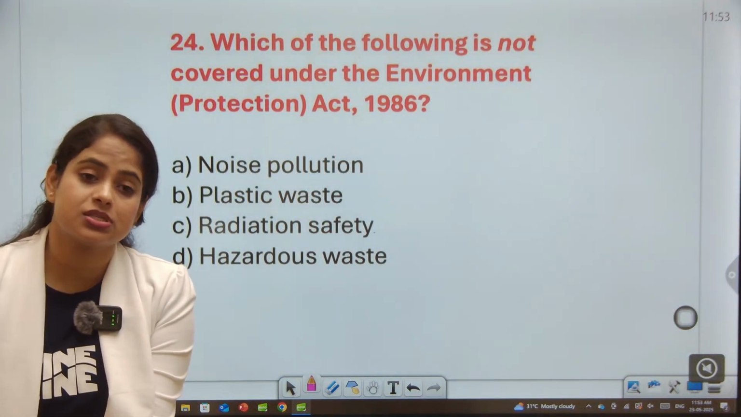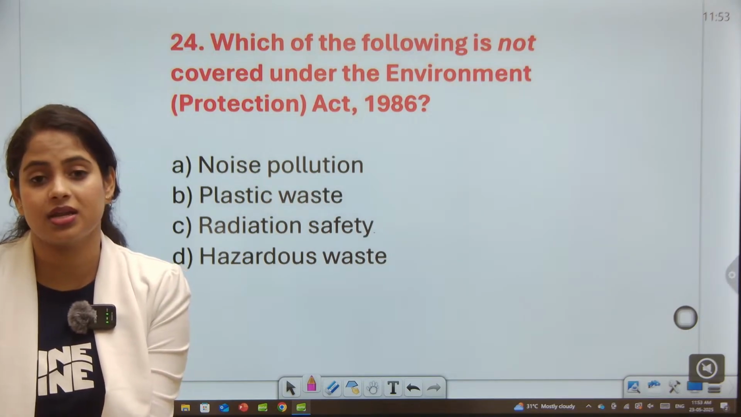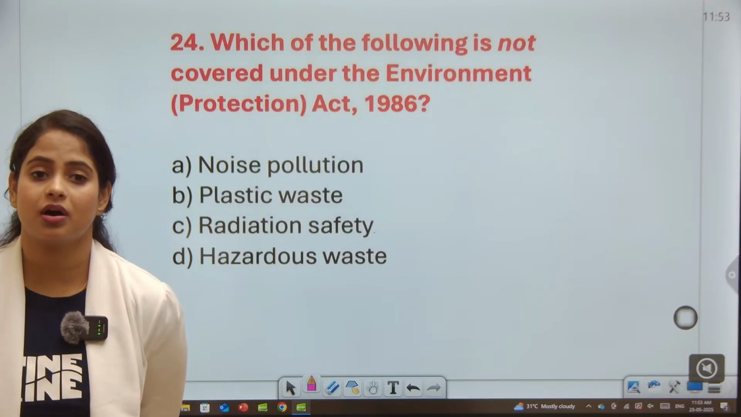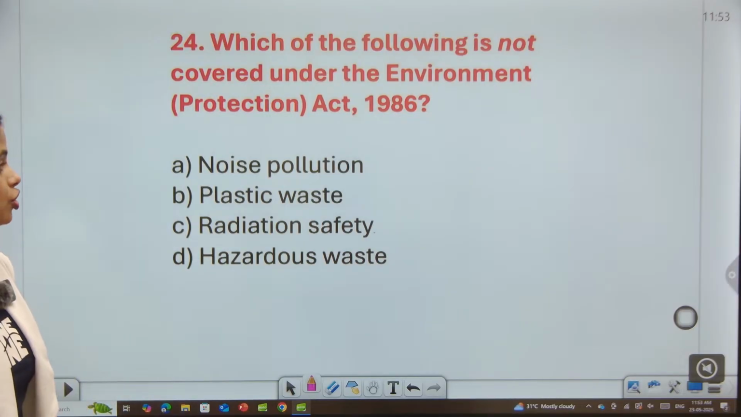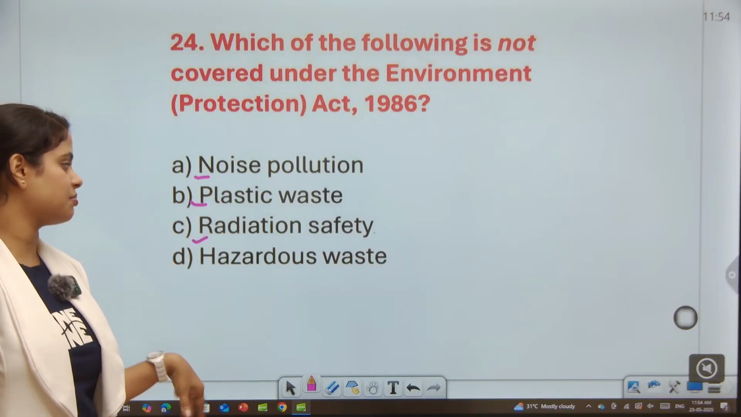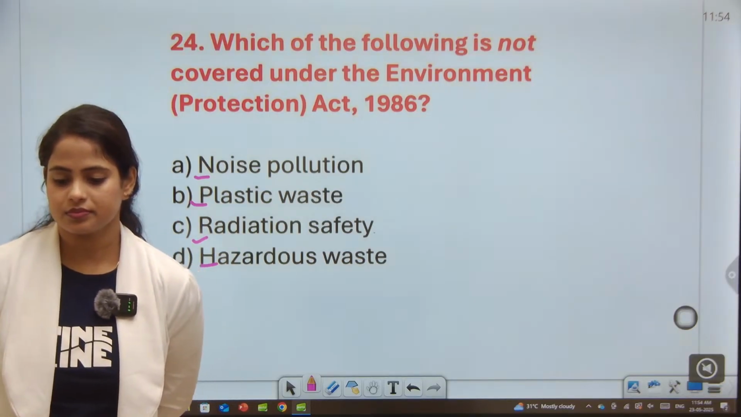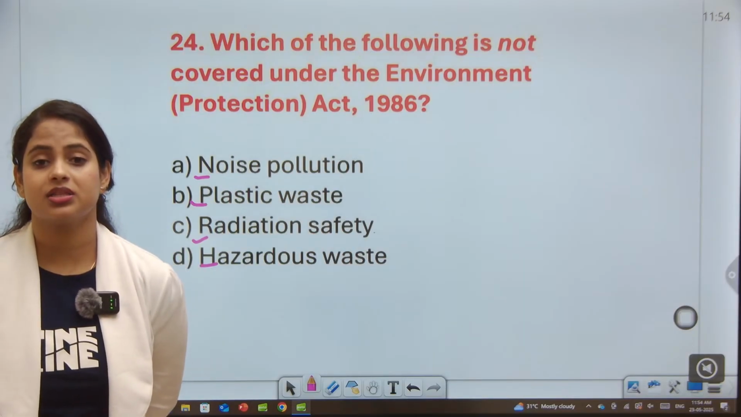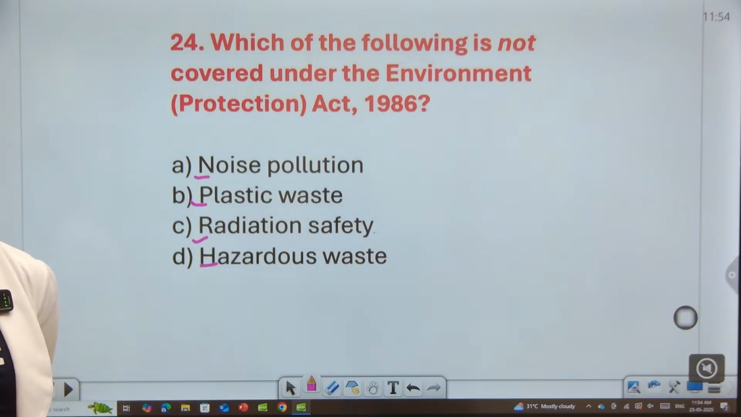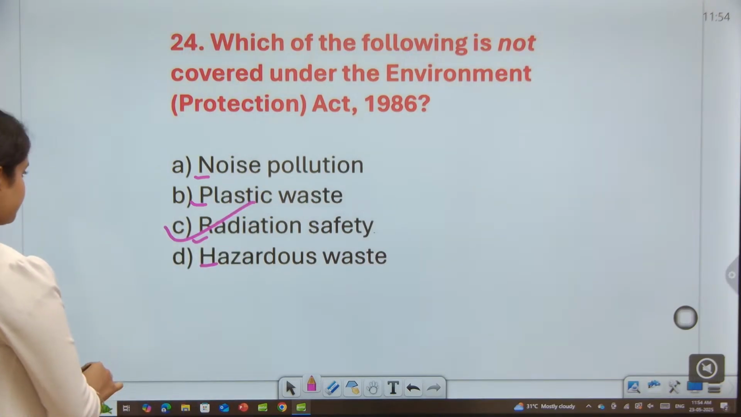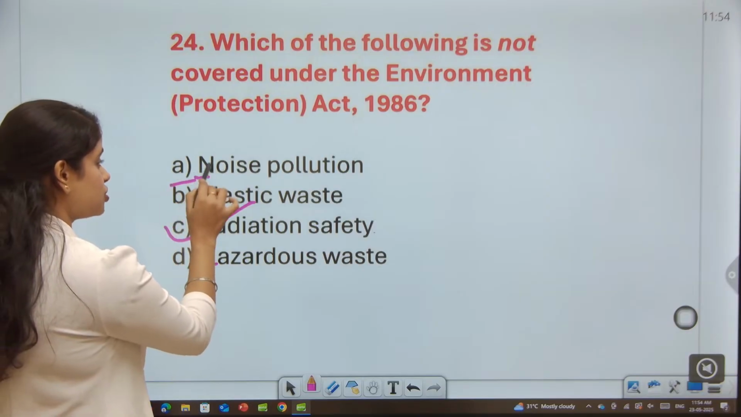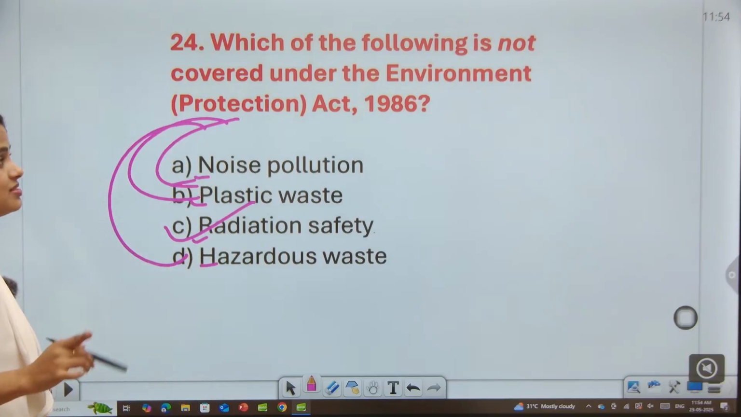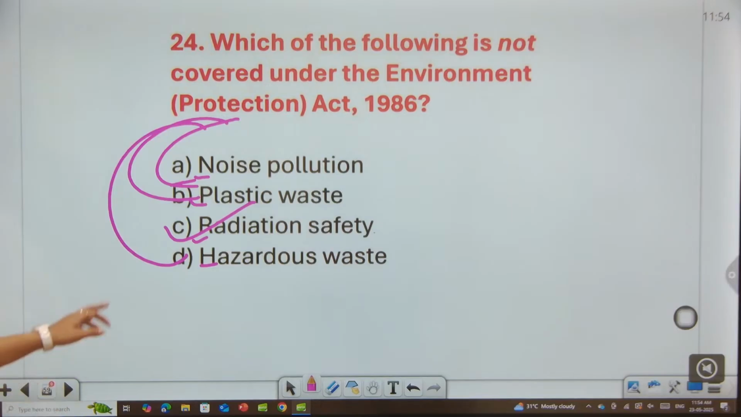Next thing, which of the following is not covered under the Environment Protection Act 1986? We discussed the 1981 act earlier, right? This is the 86 one. The noise pollution, the plastic waste, the radiation safety, or the hazardous waste? That is the radiation safety. Noise pollution is under the Environment Act, plastic waste also, hazardous waste also. But what is not covered under the Environment Act 1986? That is the radiation safety.